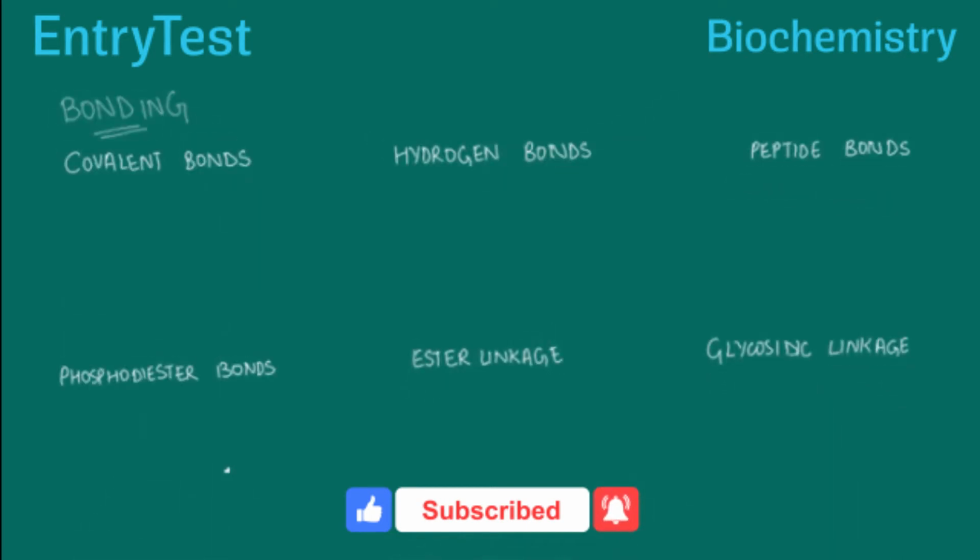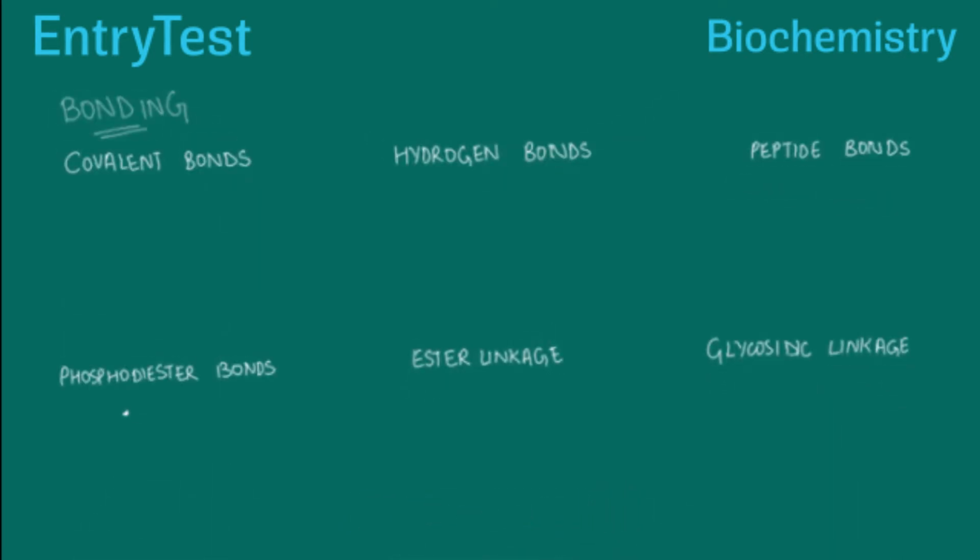So these are the 6 main kinds of bonds that are found in the human body: covalent bonds, hydrogen bonds, peptide bonds, phosphodiester bonds, ester linkage, and glycosidic linkage. Let's start with covalent bonds. Now these are present between atoms of the same molecule. And they can be single, they can be double, they can be triple as well.